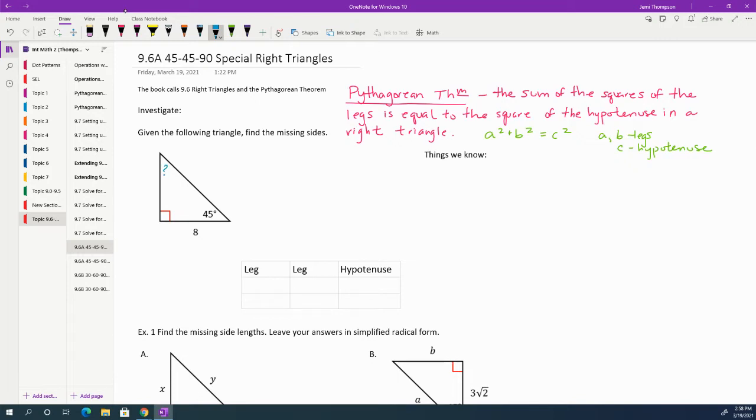So things that we know: we know the interior angles of a triangle add up to 180 degrees. Using that piece of information, I have a right angle, which I know is 90 degrees. I add those together, and then I can subtract that from 180, and I get 45 degrees. So I have a 45-degree angle here as well.